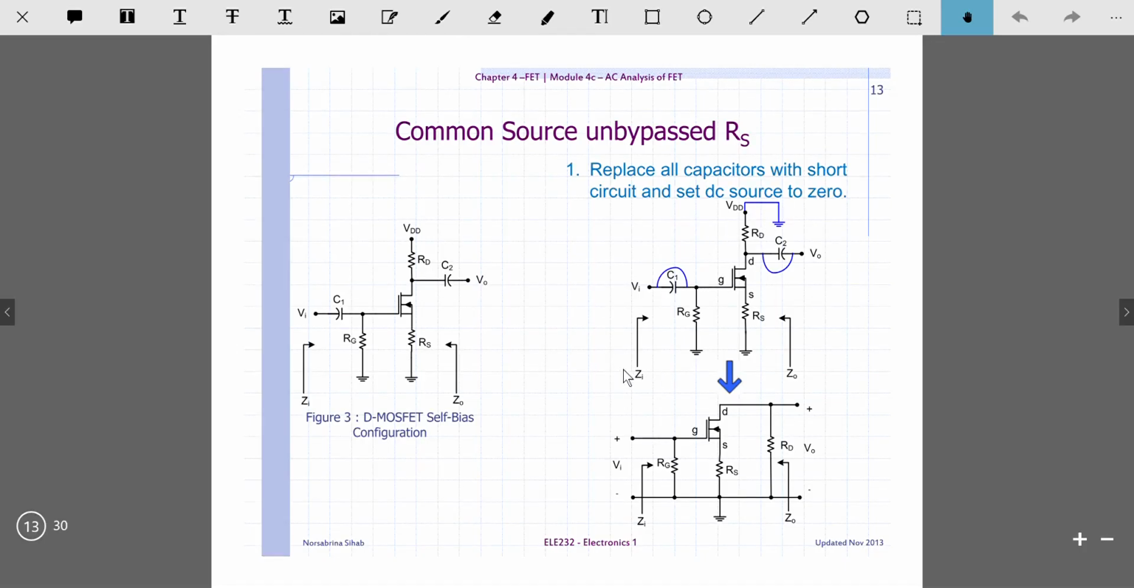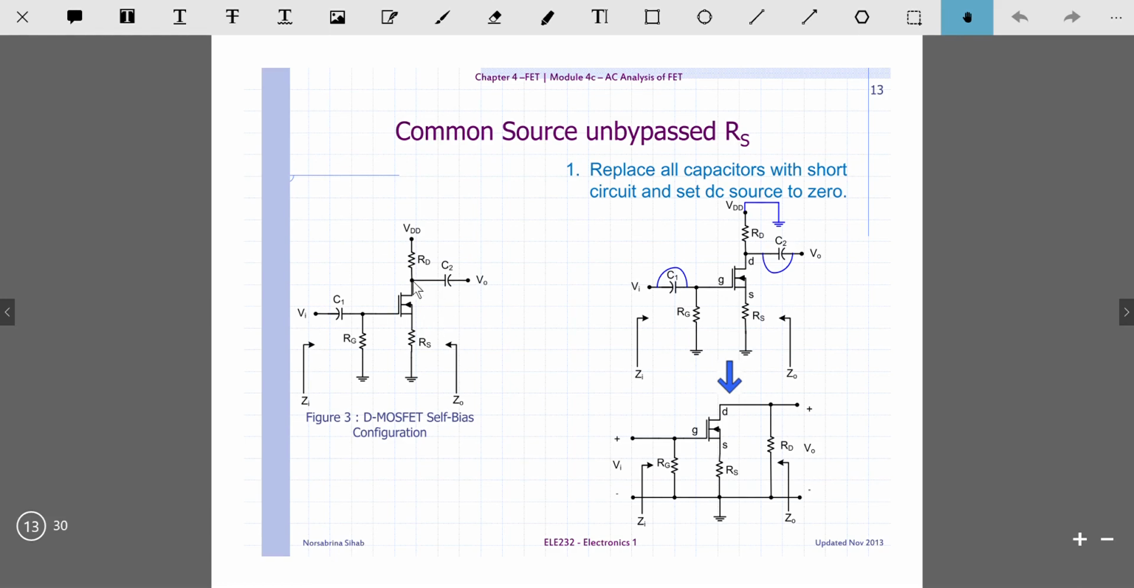Assalamualaikum and salam sejahtera. Now we continue our lecture from the previous lecture, that is bypass RS. Now we go on to the next lecture, which is common source unbypass RS. So as you can see, the circuit is almost the same as bypass RS.